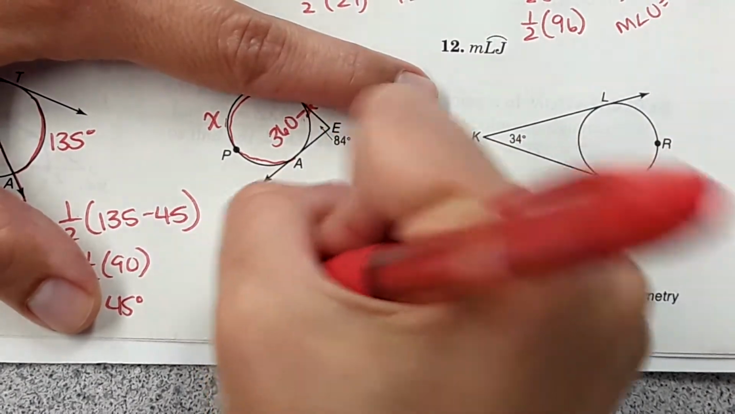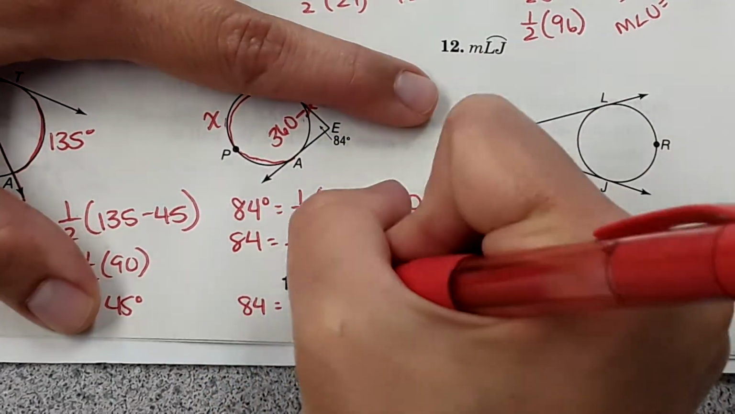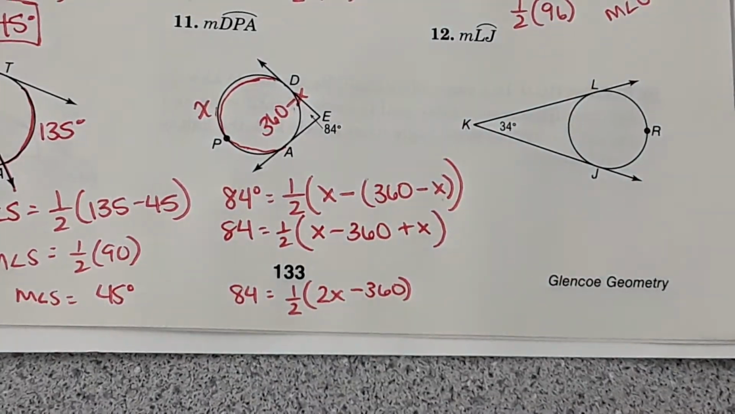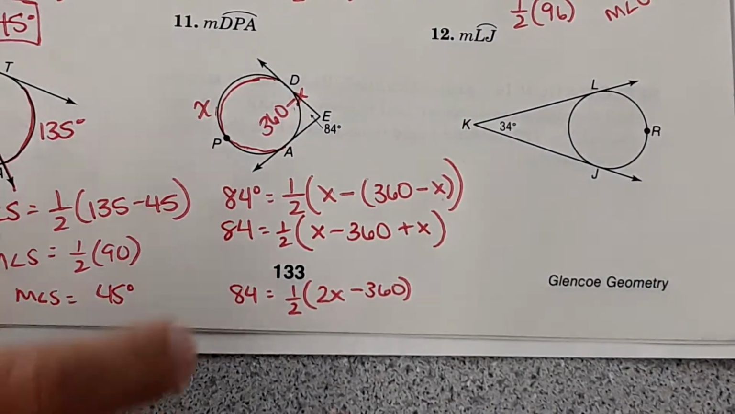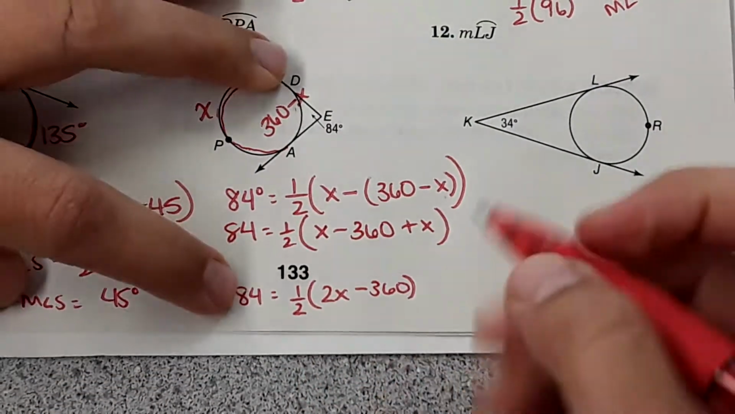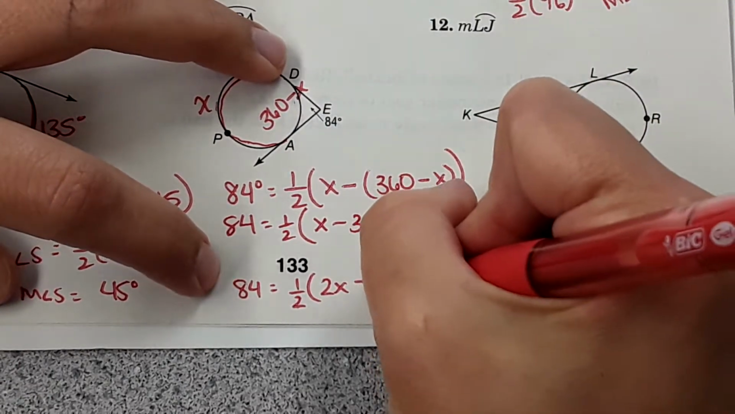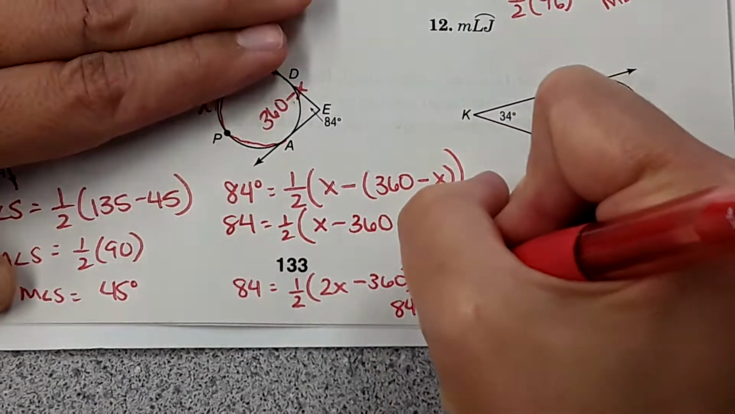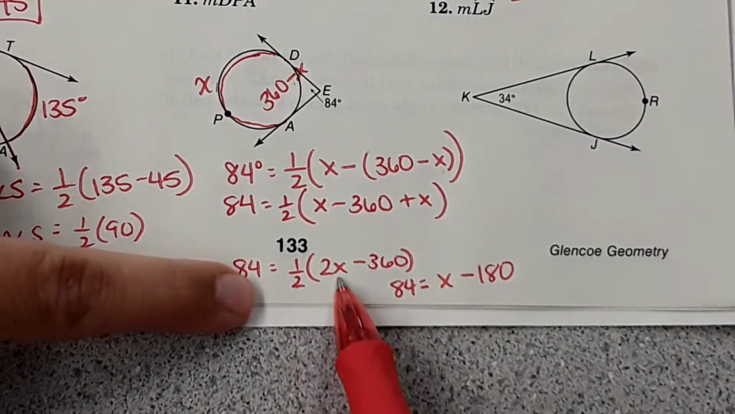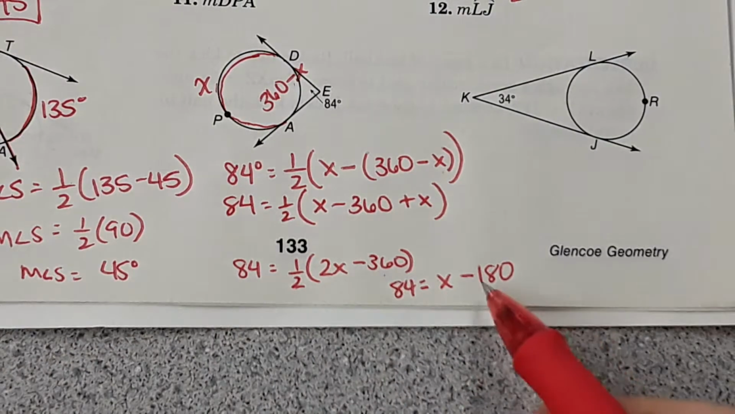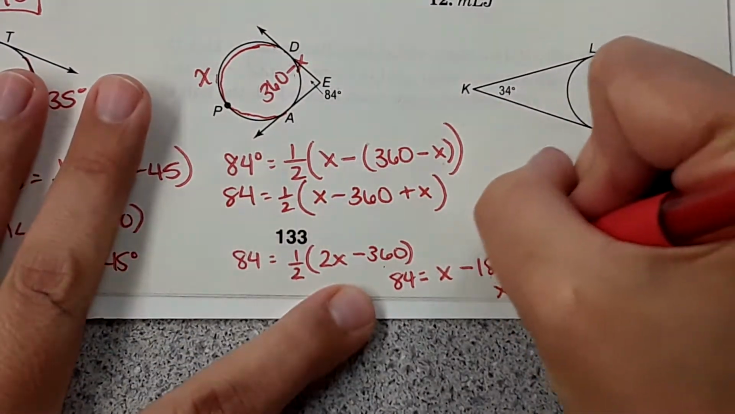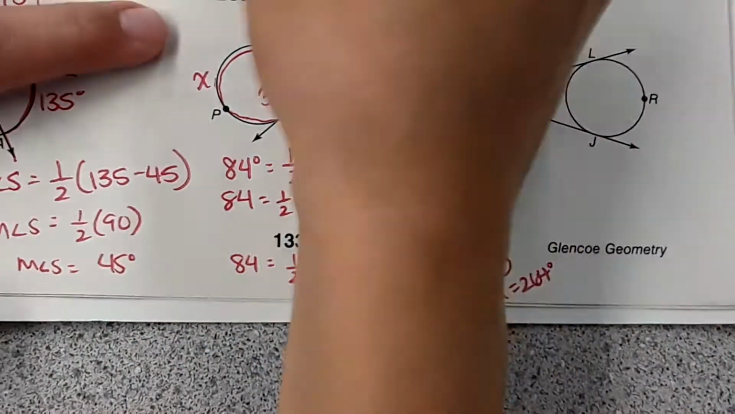So 84 equals 1/2 of 2x minus 360. The next step is to distribute the 1/2. So it'll be 1/2 times 2x and 1/2 times negative 360. So I will get 84 equals x minus 180. 1/2 times 2x is just x, and 1/2 times negative 360 is negative 180. And then x solves to 264 degrees.